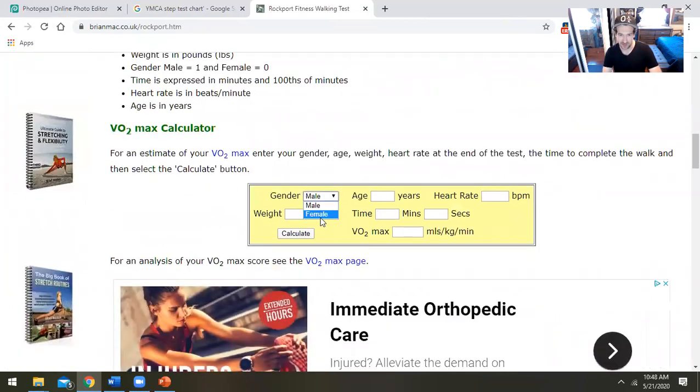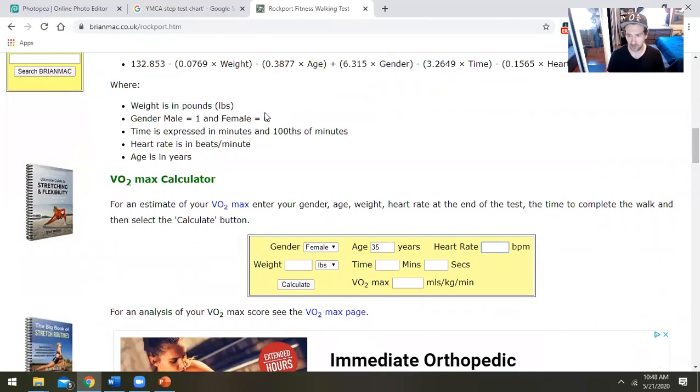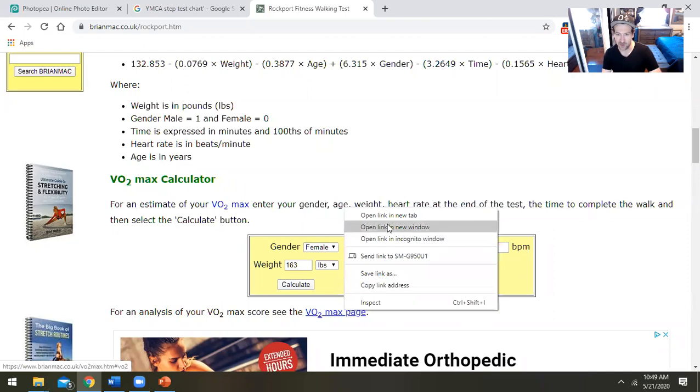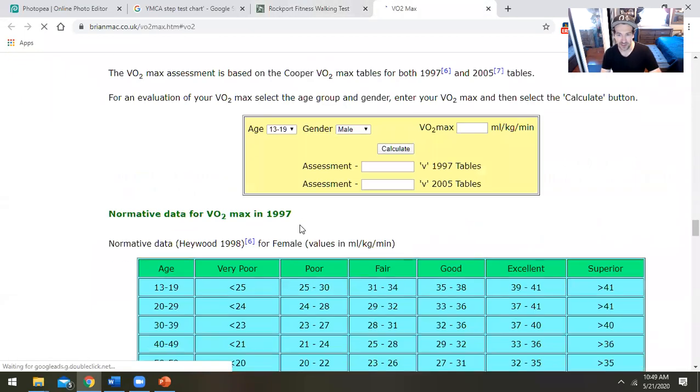Pretty crazy, right? So let's say our client is female, 35 years old. Their heart rate was 140 at the end of the assessment. They weigh 163 pounds. It took them 14 minutes and 12 seconds. If we calculate that, their VO2 is 38.48. So is that any good? Let's find out. We look over here.